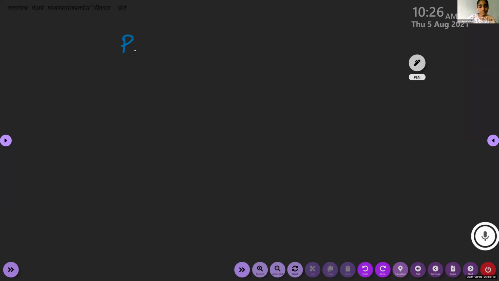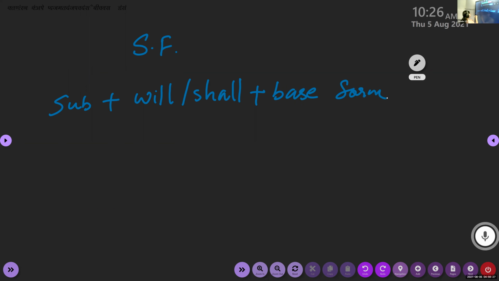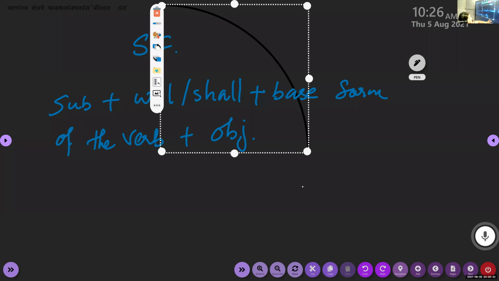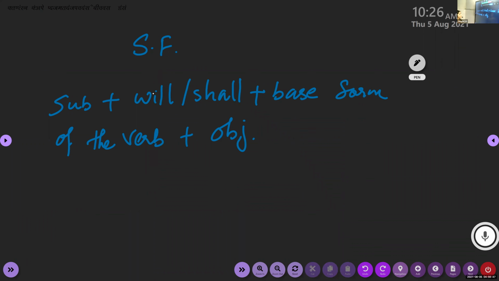Which one? Simple future, right? Okay, fine. Subject plus will or shall plus base form of a verb plus object. It is future, so will or shall is a must. The object of that particular verb. Okay, example. He will stick the poster.